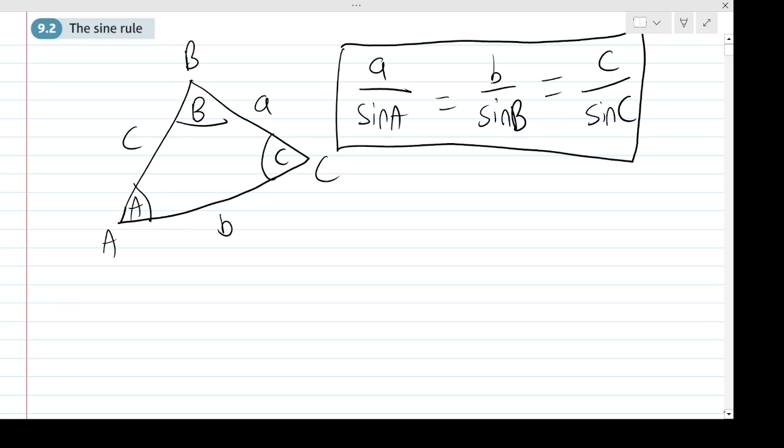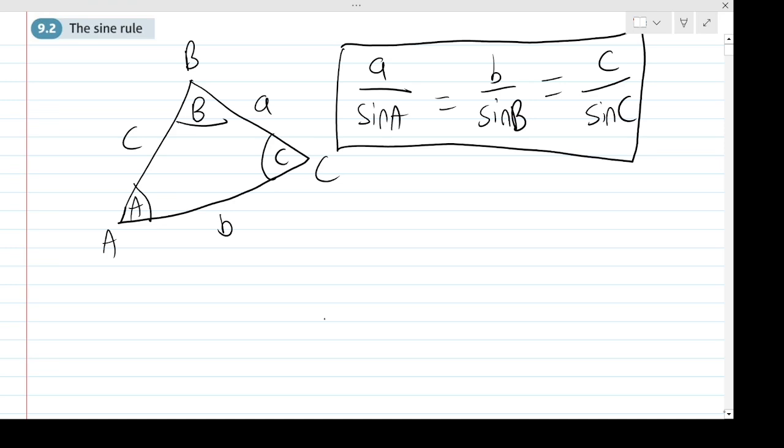And again, you don't need to know the proof for it. I've checked the spec. You need to know how to use the formula, but you don't need to prove it. If you want to see a proof, there are probably multiple videos on YouTube. The textbook goes through it.